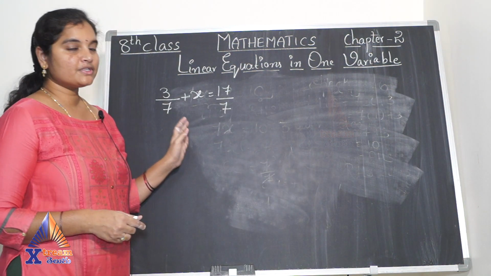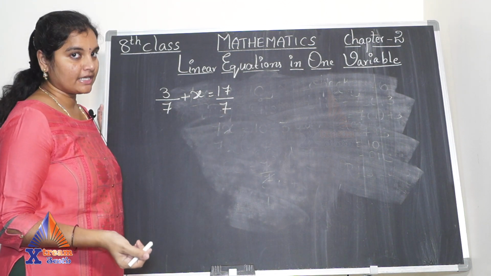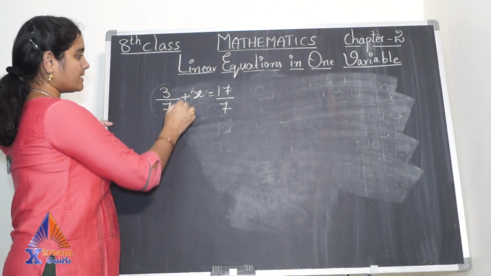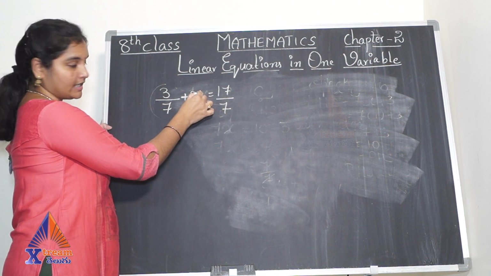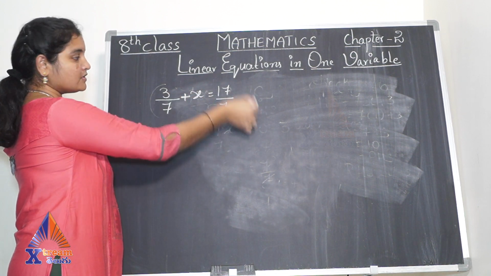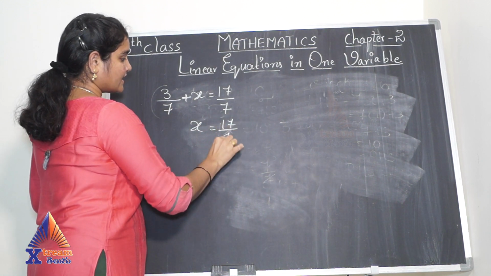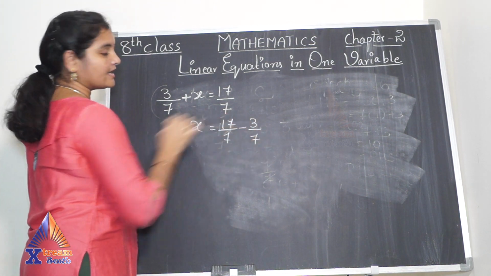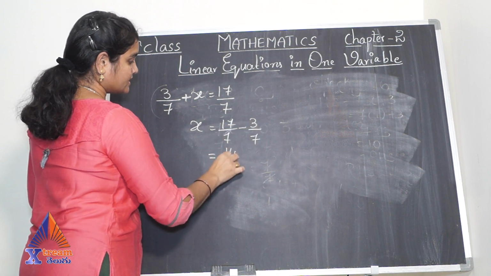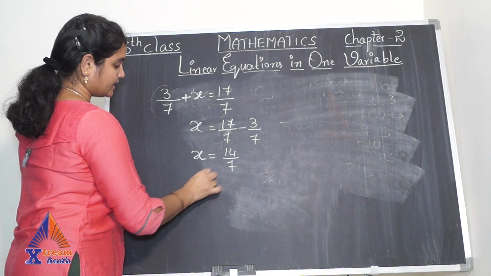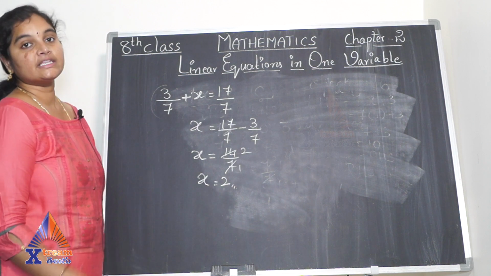Here is our second problem, which involves fractions. If you observe, the denominators are the same, so they are like fractions. Now this fraction 3 by 7 is getting added to x, and our motto is to find the value of x. So what do we do? We send this 3 by 7 to the other side, which becomes subtraction. 17 by 7 minus 3 by 7, which is 17 minus 3, so we get 14 by 7, which is nothing but 2. x is nothing but 2.